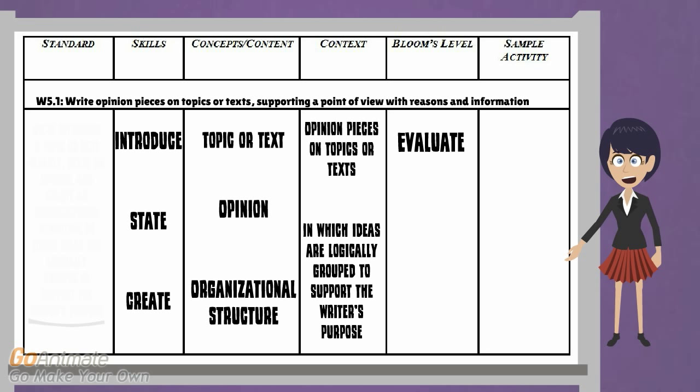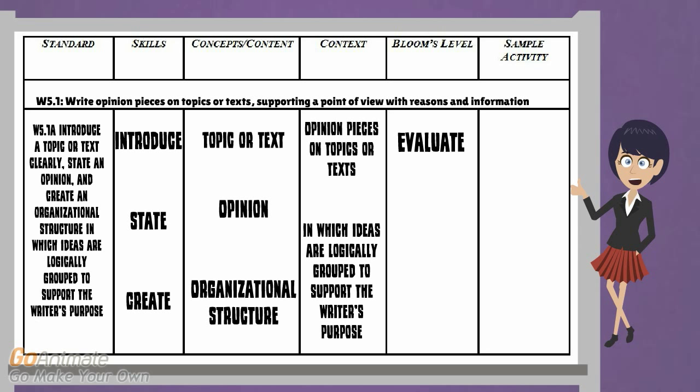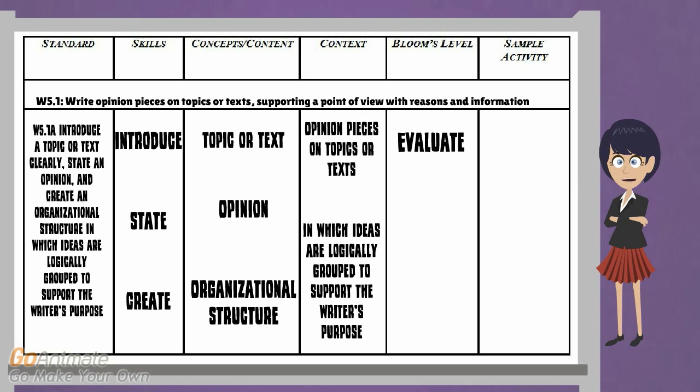Let's see. Students will introduce a topic or text, state an opinion and create an organizational structure when writing an opinion piece. I did a really good job using words from the benchmarks, except I did have to go back to the main standard to find words for the context column. And I have linked each skill to the appropriate content or concept. I feel as if the skills and content listed for the standard are ones that instructors would expect students to meet if their class assignment was to write an opinion piece.